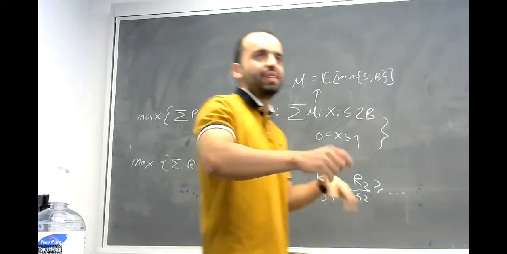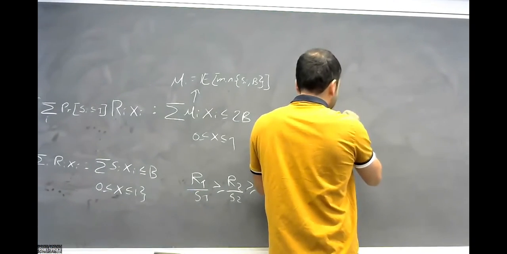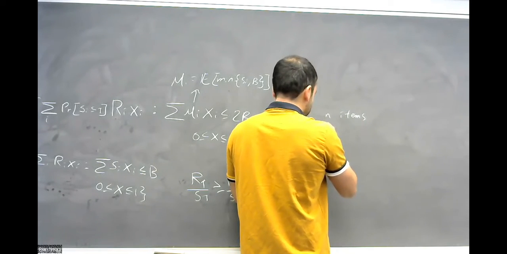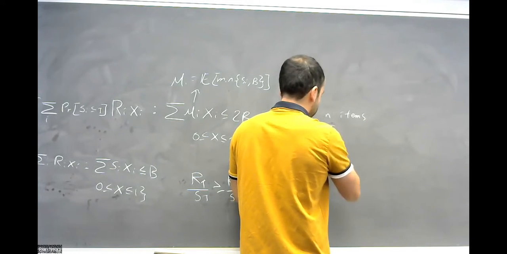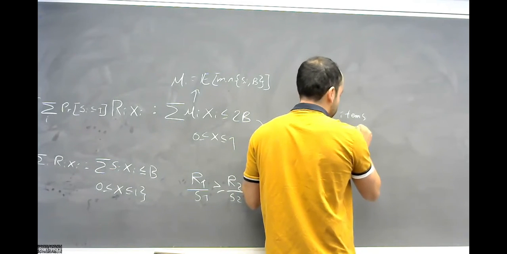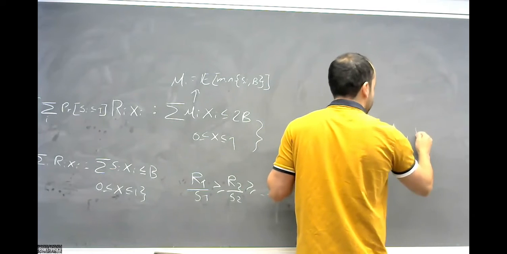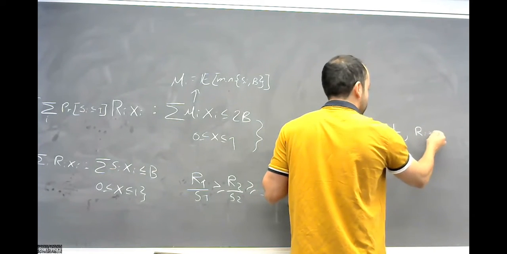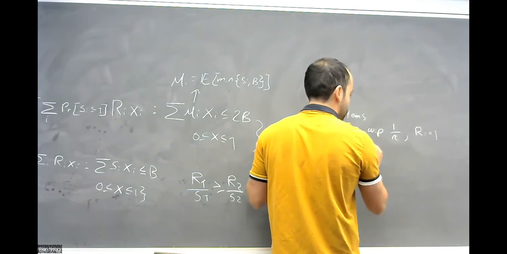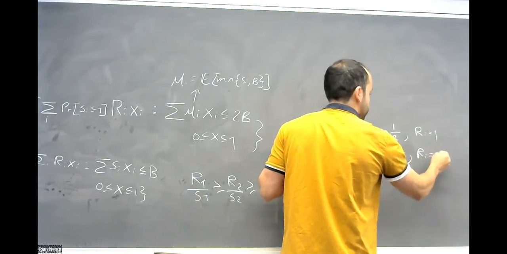So perhaps I will write the example and you can work it out on your own. Let's say you have n items, and let's assume that S_i is equal to n with probability 1/n, in which case, if the size is n, then the reward of i is 1. Otherwise, the size of i, for every item i, is 1 with probability 1 minus 1/n, in which case the reward is 0.